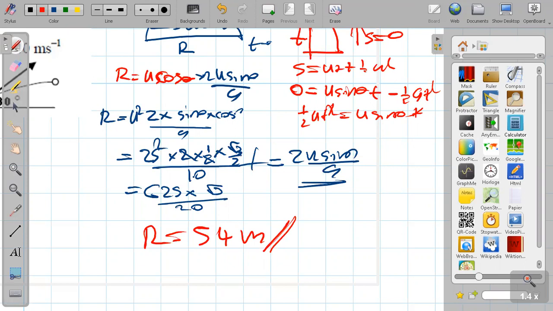This is the maximum level they expect, nothing else. Okay?